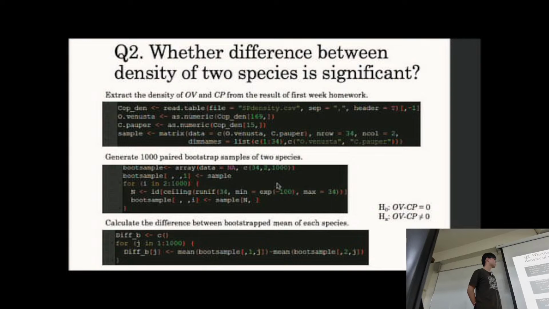So the two, you put it into a matrix. Yep. And then the bootstrap index is exactly the same for the two species. Yep. Okay, that's again a typical mistake.